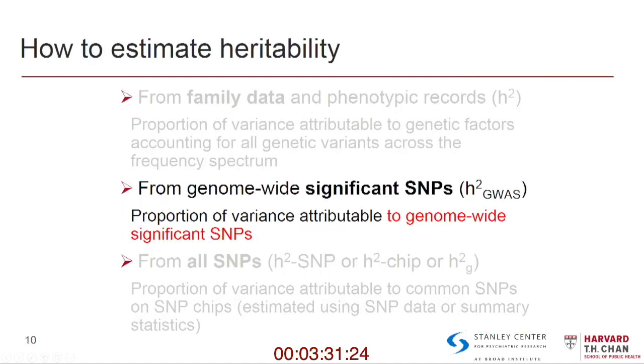The second method for estimating the heritability is to use genome-wide significant SNPs. Naturally, as you all have learned how to do GWAS, it's natural to use the significant SNPs from the GWAS as they represent the true positive findings of the association between the SNP and the trait. It's natural to use them to calculate the heritability.